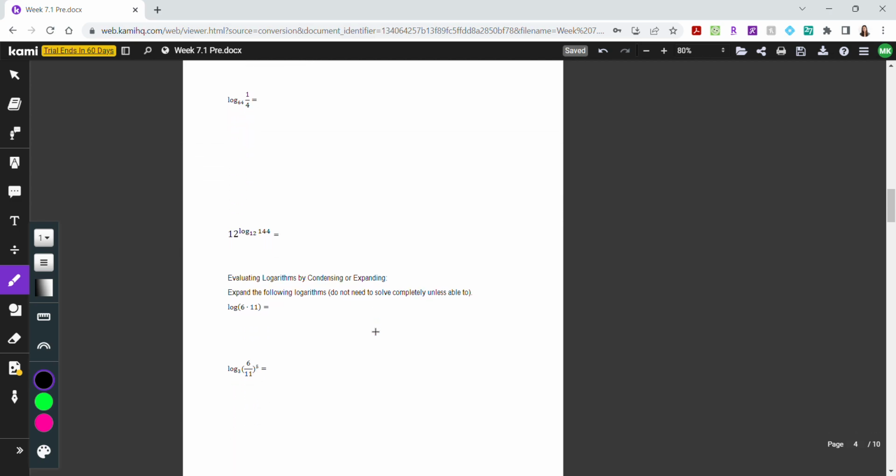Now on to the next question. So we have now log base 64 and 1/4. Now the thing with bases is that it has to be 2 or more. It can't be lower than 2. There's no such thing as a log base 1. So therefore, this time I can't flip it upside down because that will give me a log base 1/4, which is not possible.